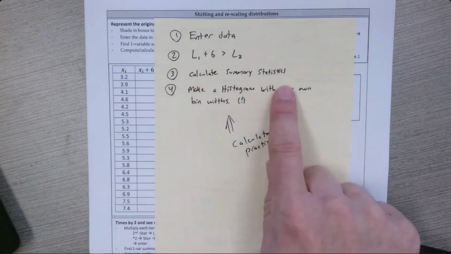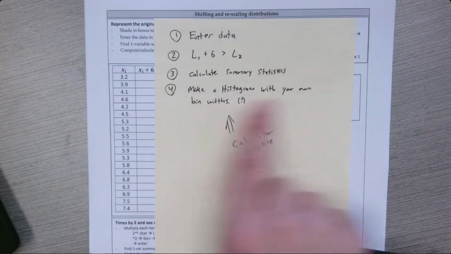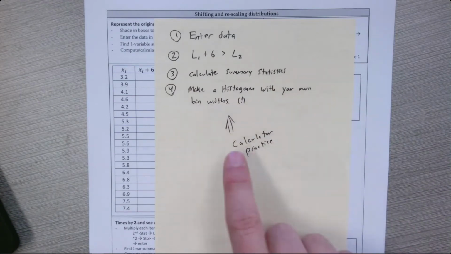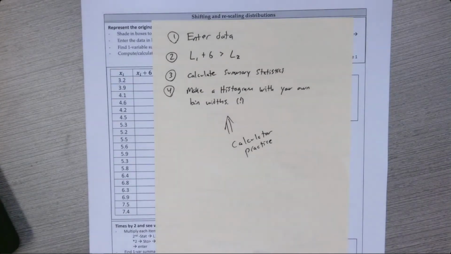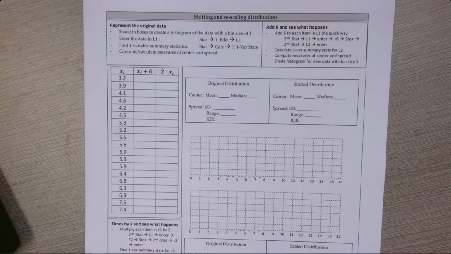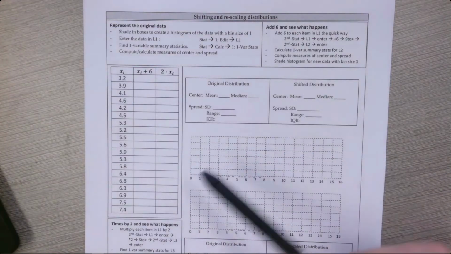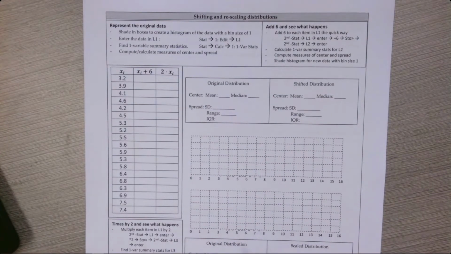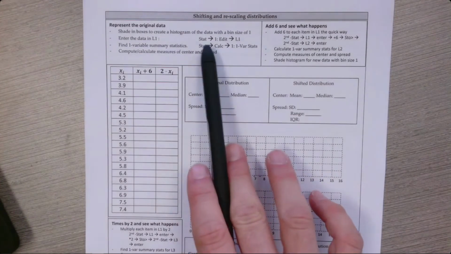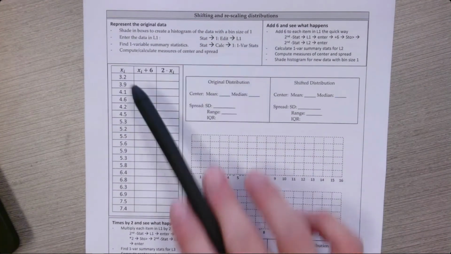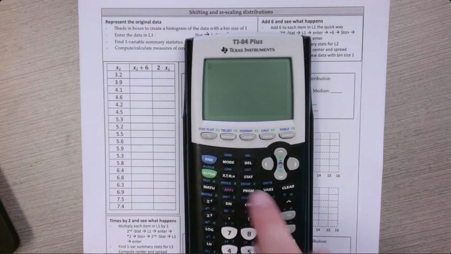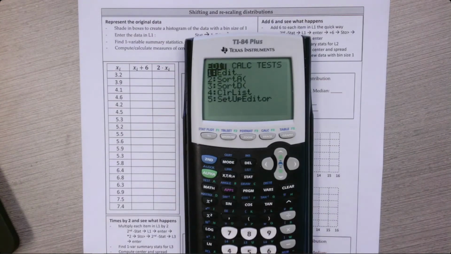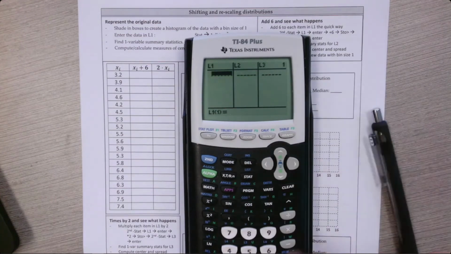Remember how to calculate summary statistics, and then make a histogram out of a list, but I'm going to show you how you can set your own bin widths. So let's go ahead and do all those things. Feel free to skip ahead if you remember how to do this stuff. Otherwise, pause and try it yourself. So step 1, go ahead, hit stat, edit, list 1, and then enter all that data. And now I will do it. Stat, edit, list 1, here we go.